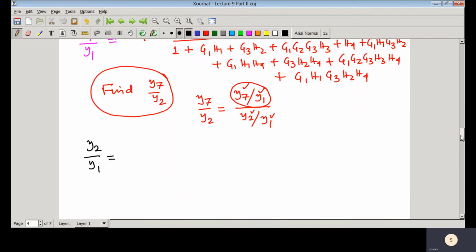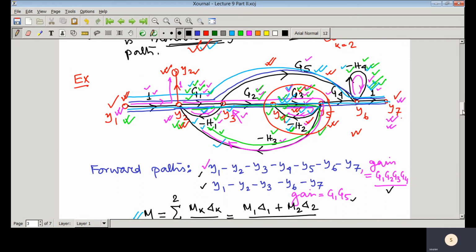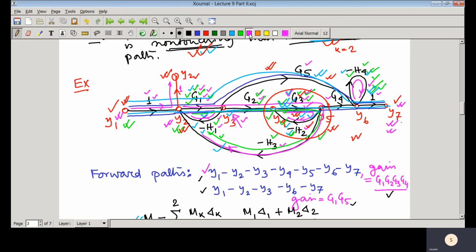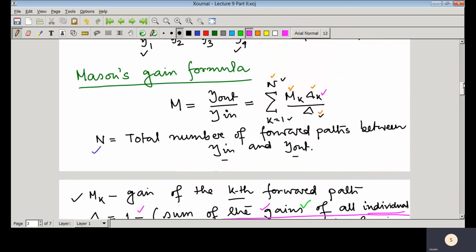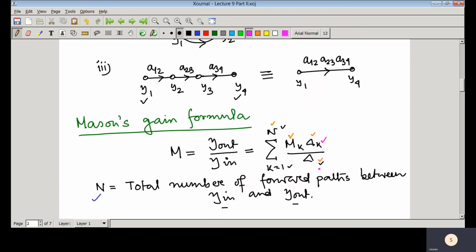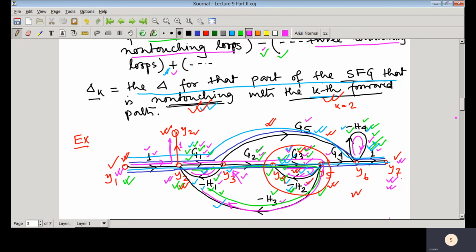Now you have seen that this is the forward path, and its gain is 1. So now what would be the delta? Delta remains the same. The reason is, if you see the Mason-Gains formula, this delta remains the same for a given signal flow graph. In this particular case, the signal flow graph remains the same, so delta remains the same.